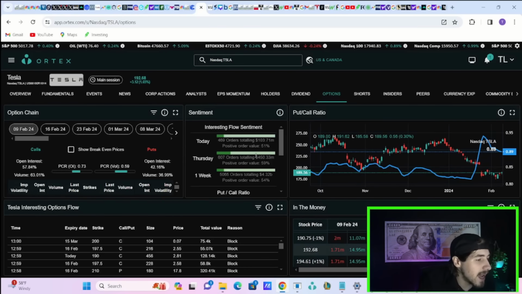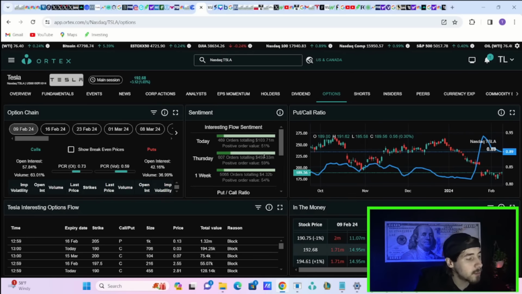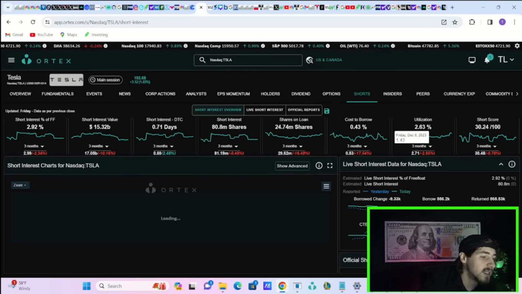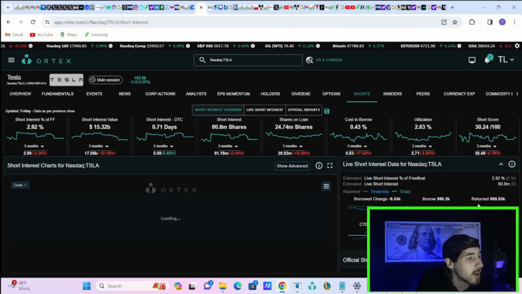Tesla option activity today is on the small side, you have seen 469 orders totaling $104 million with a positive order value of 51%. But it is pretty dang bullish. Total call volume at 63%, put volume at about 37%. So almost a 2-to-1 ratio, two times as many calls compared to puts being bought. And shorting activity in Tesla seems to have really dropped off, with your cost to borrow fees about a half of 1%. There's not a lot of demand right now to short Tesla stock, and for pretty good reason.